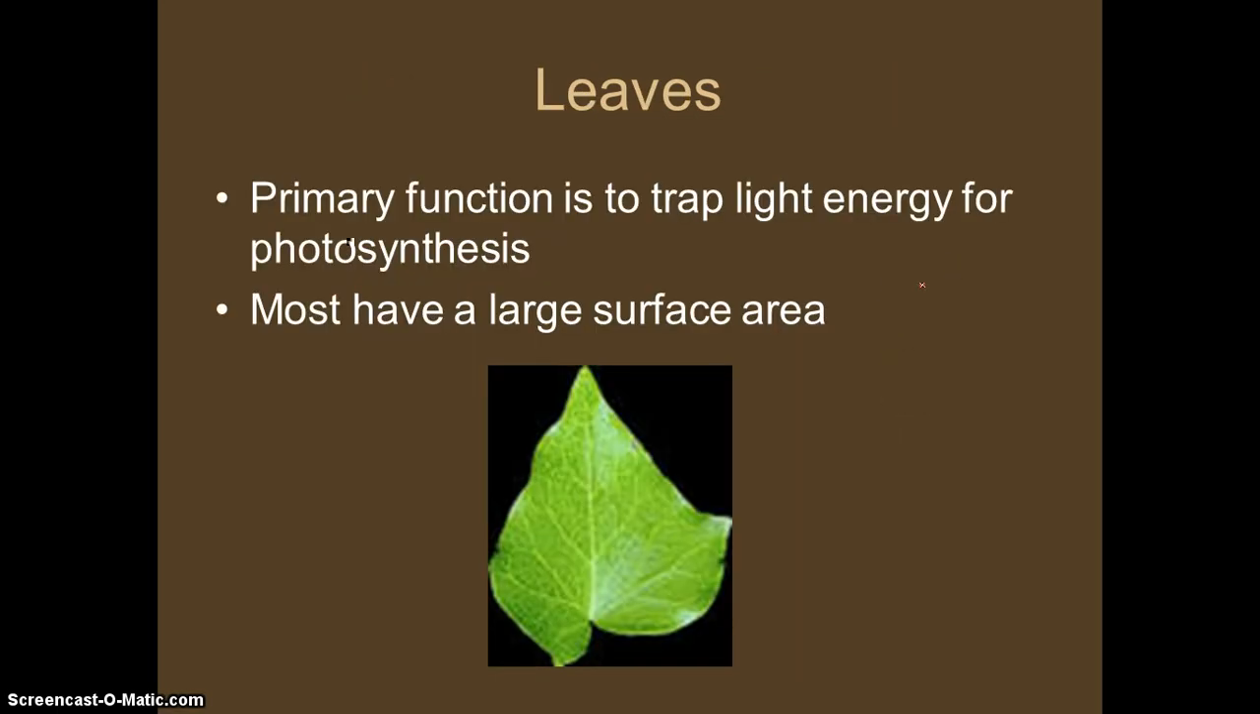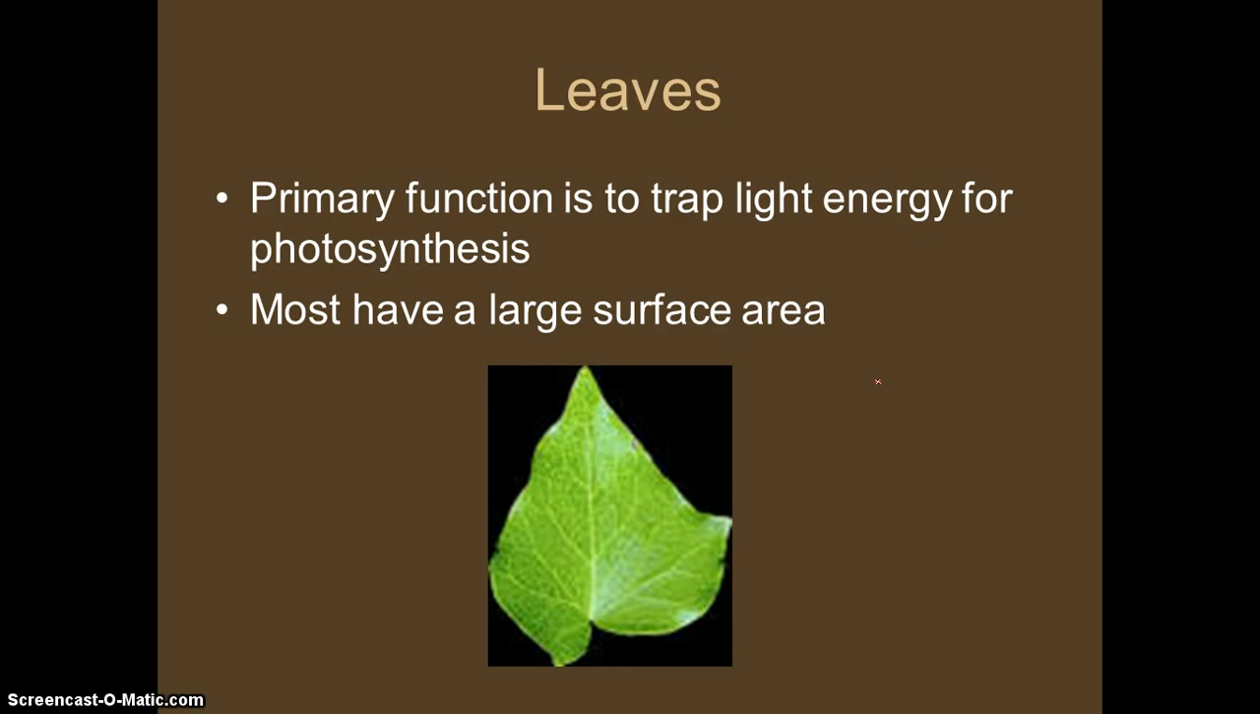And then finally, our last discussion is going to be on leaves and leaf anatomy. And obviously the primary function of leaves is to trap energy from the sun for photosynthesis. And remember, this is how the plants make food, not only for themselves but for other organisms like herbivores or us. And obviously leaves must have a large surface area. If you really think about it, there's only so much daylight during the day.